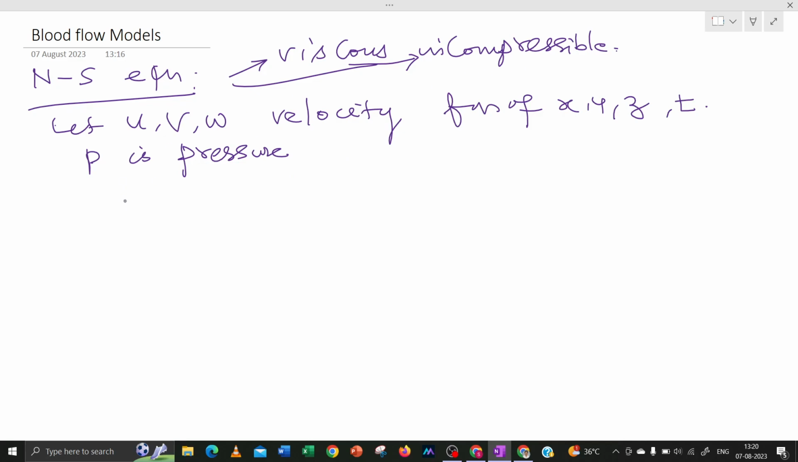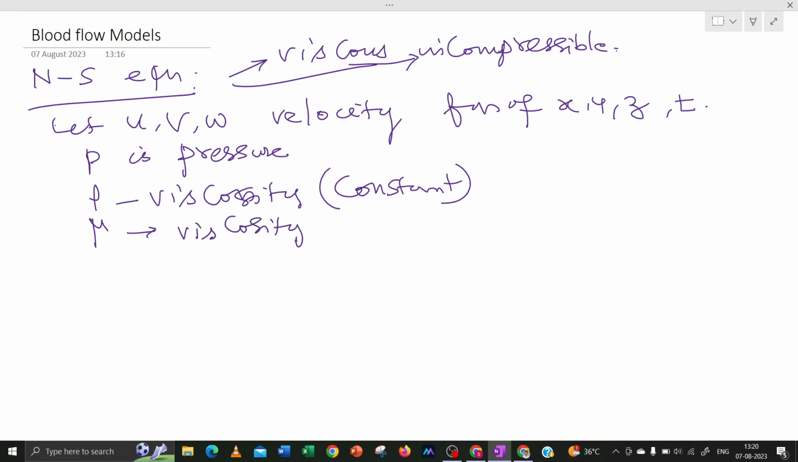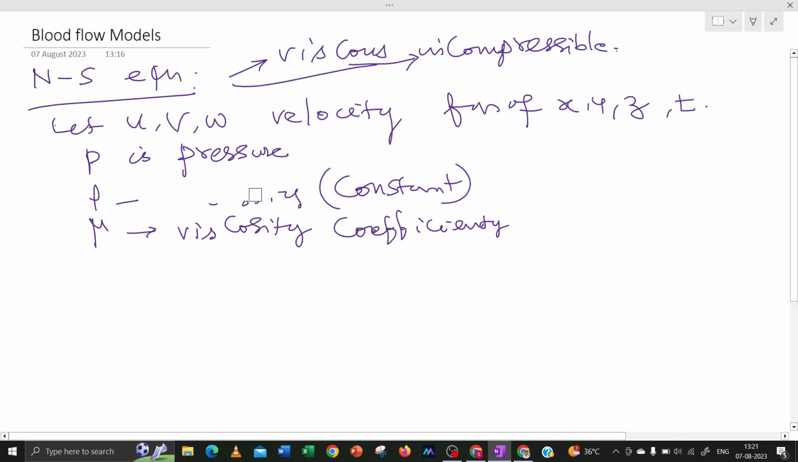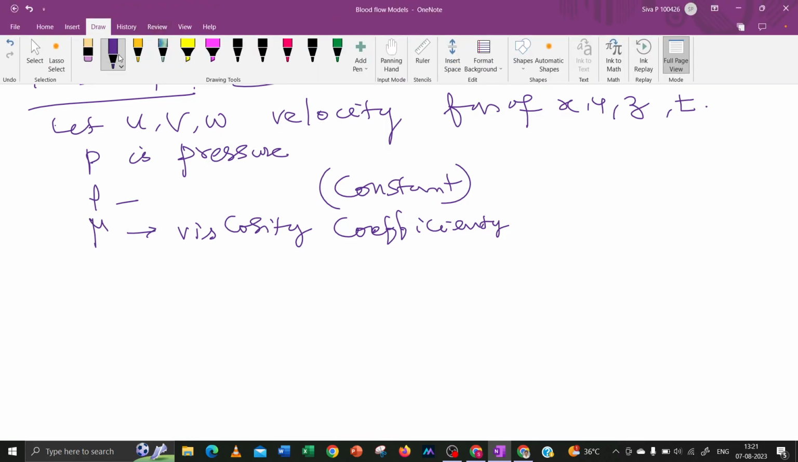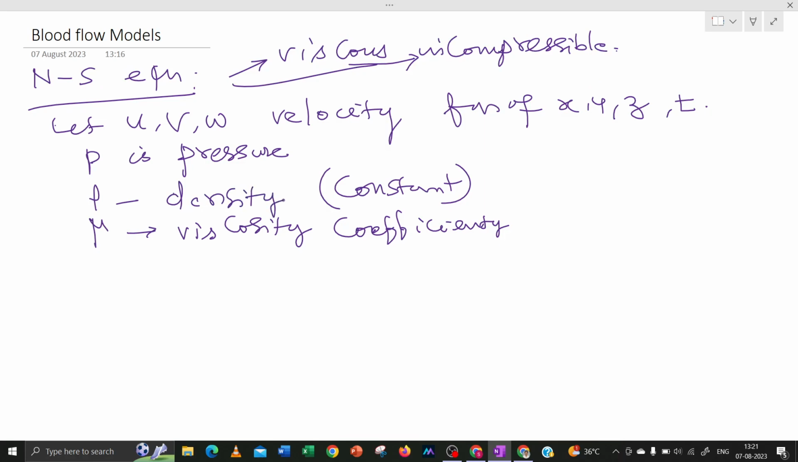And then it is an incompressible fluid, therefore the density is constant. We'll consider mu; mu is the viscosity coefficient. Oh, this rho is not the viscosity, it is the constant density. Rho is the constant density of the fluid.